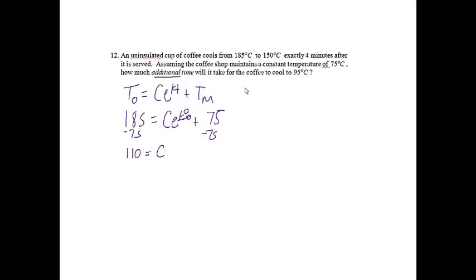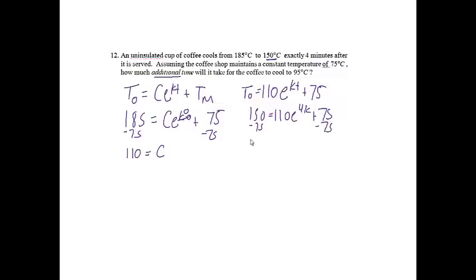My next thing is that the temperature of the object is now equal to 110 e to the kt plus 75. The 75 gets to stay forever in this problem. The next thing I know, it cooled to 150 after 4 minutes. So the temperature of the object is 150 after 4 minutes, so 150 equals 110 e to the 4k plus 75. I'm now going to solve for k.